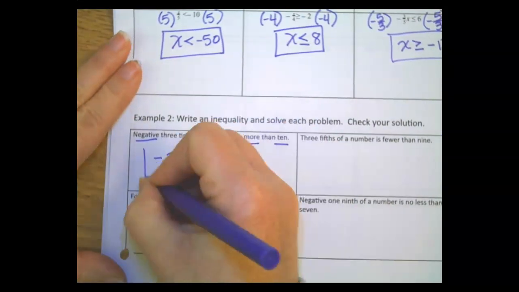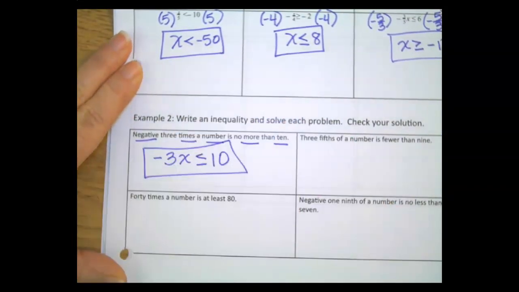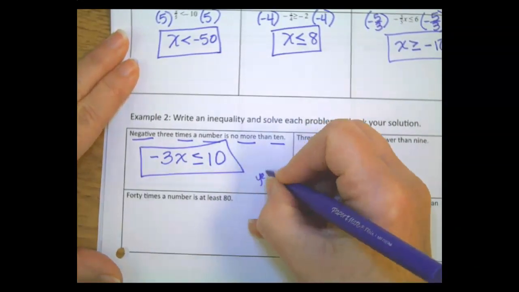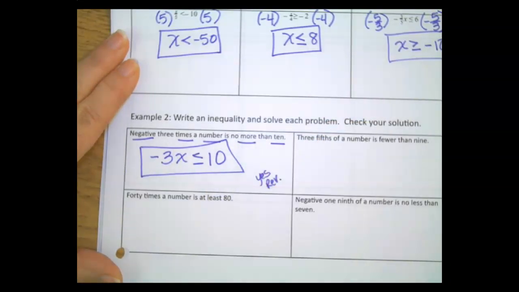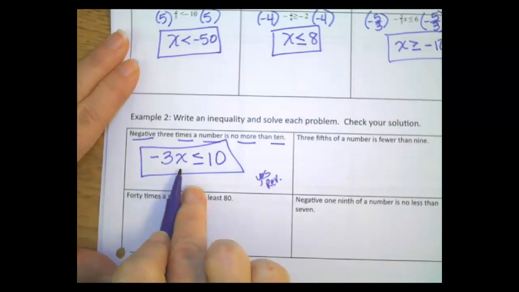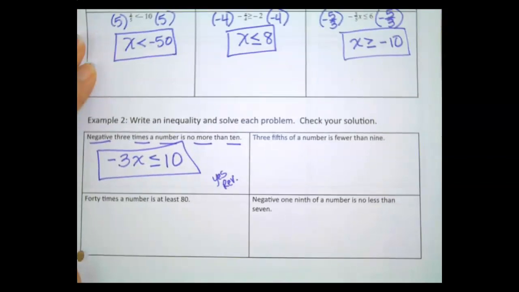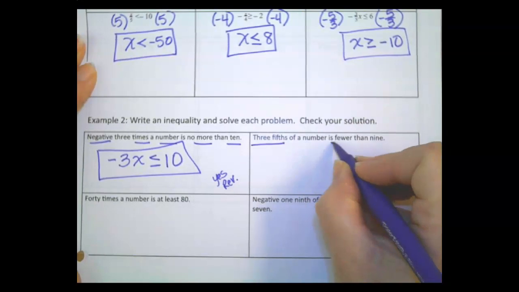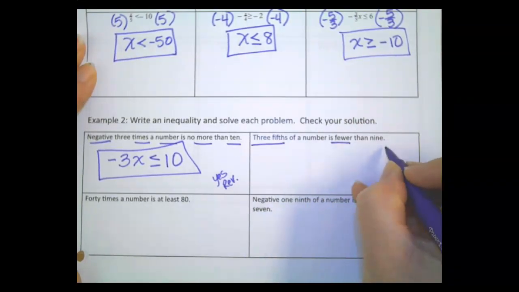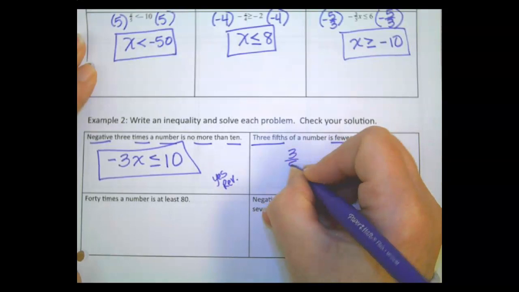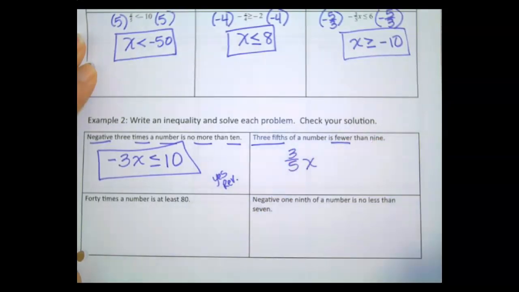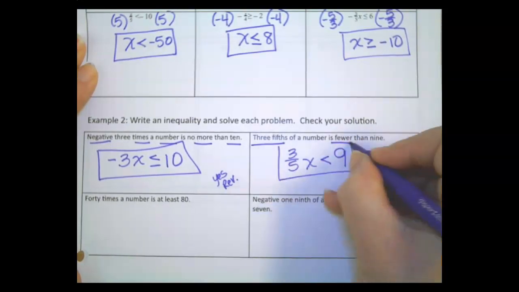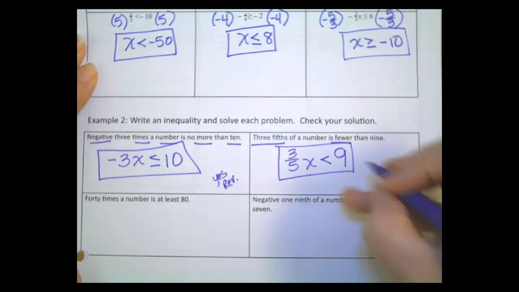And we're just going to write these. We're not going to solve them. Okay. Would you reverse your inequality sign? Yes. Reverse. Because of this negative 3 next to the variable. This next one, 3/5 of a number is fewer than 9. So 3/5 of x. Which one is fewer? That's just less than 9. Do I need to reverse my inequality sign? No.